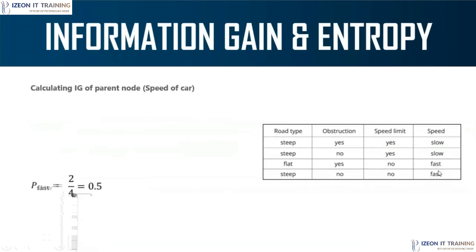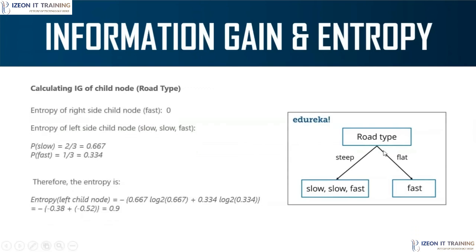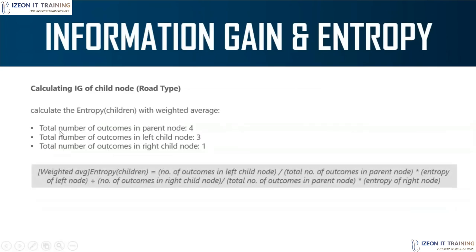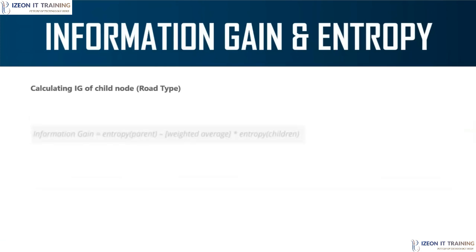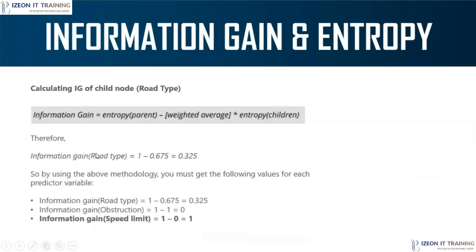Coming to the child node, which is the road type, the total number of outcomes on the right hand side of the child node is 1, and the total number of outcomes on the left hand side of the child node is 3, right? That's exactly what I've written over here. All right, I hope you all understood these three values. After that, all you have to do is substitute these values in this formula. So when you do that, you will get the entropy of the children with weighted average will be around 0.675. All right. Now just substitute the value in this formula. So if you calculate the information gain of the road type variable, you'll get a value of 0.325.